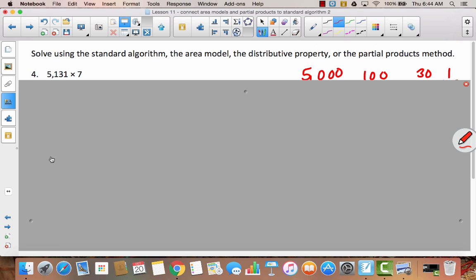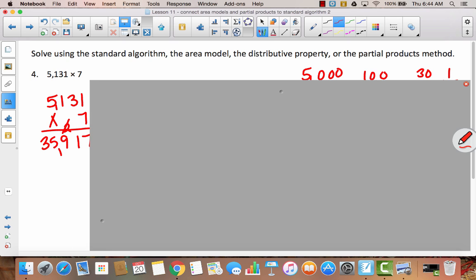Okay, so I'm going to start with standard algorithm, which I have a feeling is the strategy that most of you used. When I did 5,131 times 7 using standard algorithm, I got 35,917. I only ended up with one place where I had to bundle. I had 7 times 3 tens, which was 21 tens. So I had to add that to 700s.